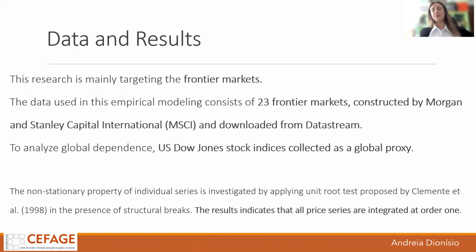In terms of data, we have here 23 frontier markets. The base to identify these markets was the Morgan Stanley Capital International database, and we downloaded the data from DataStream. We have daily data. We also made the same calculations for the Dow Jones, used just as a proxy and an example of a big market. In a first step, we use returns, and all the price series were integrated of order 1, but returns were considered stationary, and we used the Clemente et al. test because of the presence of structural breaks.